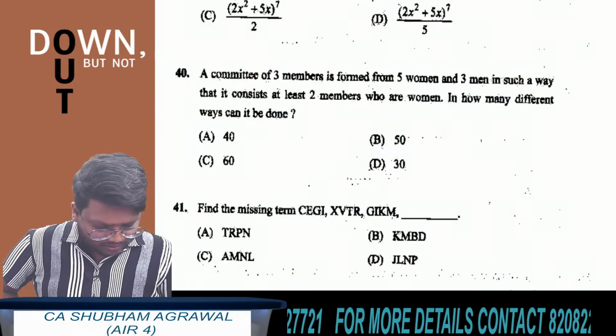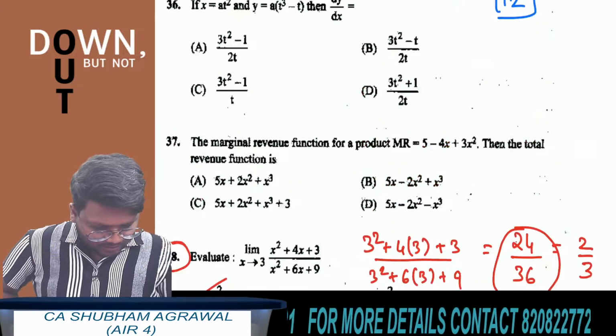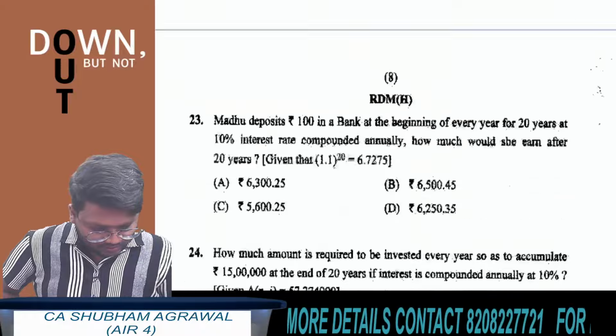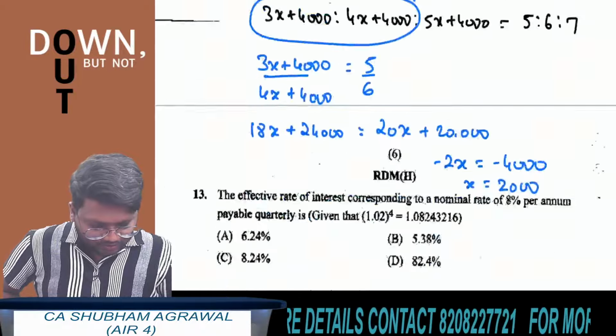So they have asked just 3 questions, I think, from sets, relations and functions chapter. Yes, only 3 questions they have asked from this chapter.